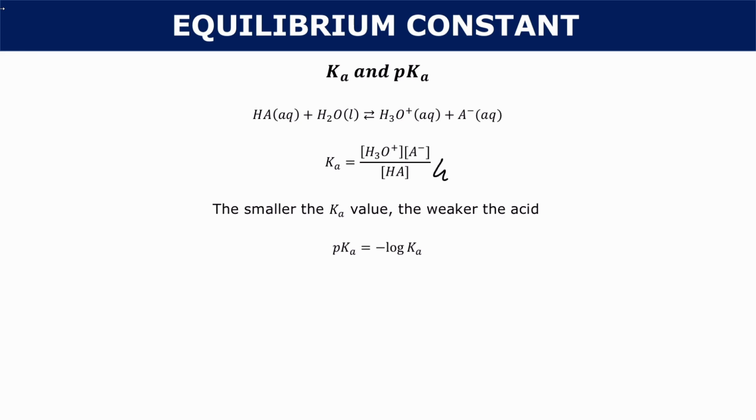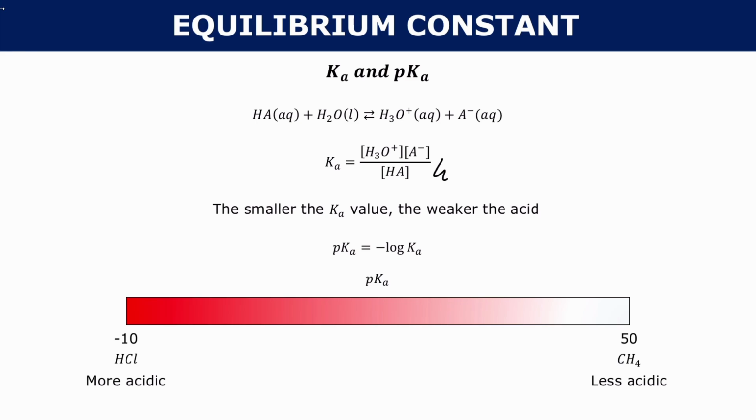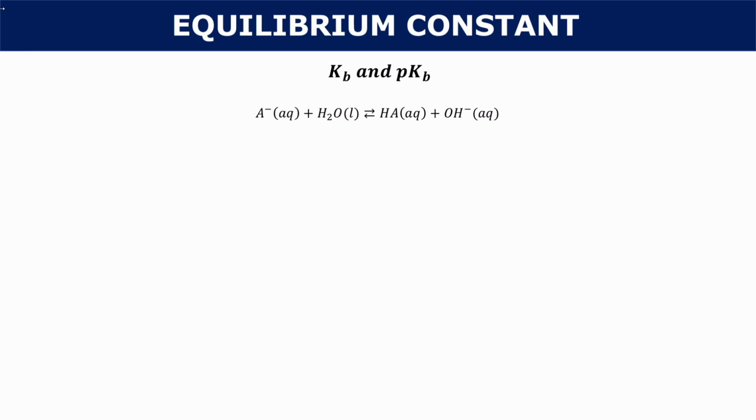pKa is simply the negative log of Ka. It's very similar to your pH formulas and your pOH formulas. And essentially, the smaller your Ka value, or the smaller your pKa value, the more acidic, and the greater your pKa value, the less acidic. So something like hydrochloric acid has a pKa value of, I think, around -8. And then methane has a really high pKa value, and it's going to be a lot less acidic than something like hydrochloric acid. Kb is going to be essentially the same except for bases.